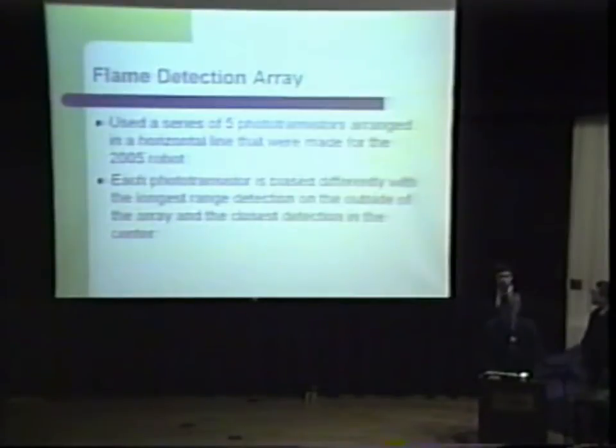And the flame detection array, which was reused from the 2004 competition, consisted of a series of 5 phototransistors arranged linearly like this. And they were biased differently so that the ones on the outside would detect the candle from further away, and the ones closest to the center would detect it closer and closer. So the robot would be able to be controlled so that it would manually dial in to where the flame was, so we can get close to it and put the thing out.